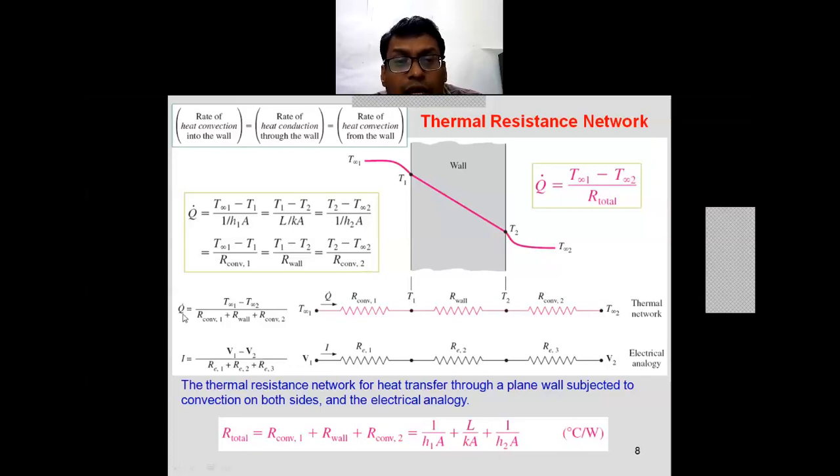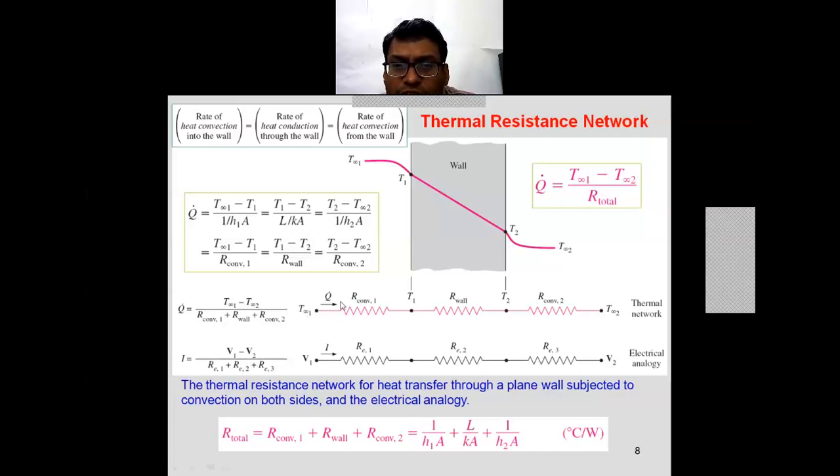So Q total heat transfer will incorporate the T infinity 1 and T infinity 2 temperature difference. The total temperature difference that has been accounted is T infinity 1 minus T infinity 2. And this will incorporate all the three resistances: the resistance because of the convection into the wall, the resistance because of the conduction through the wall, and the resistance because of the heat convection from the wall. One is into the wall and one is from the wall. So all the three resistances can be added.